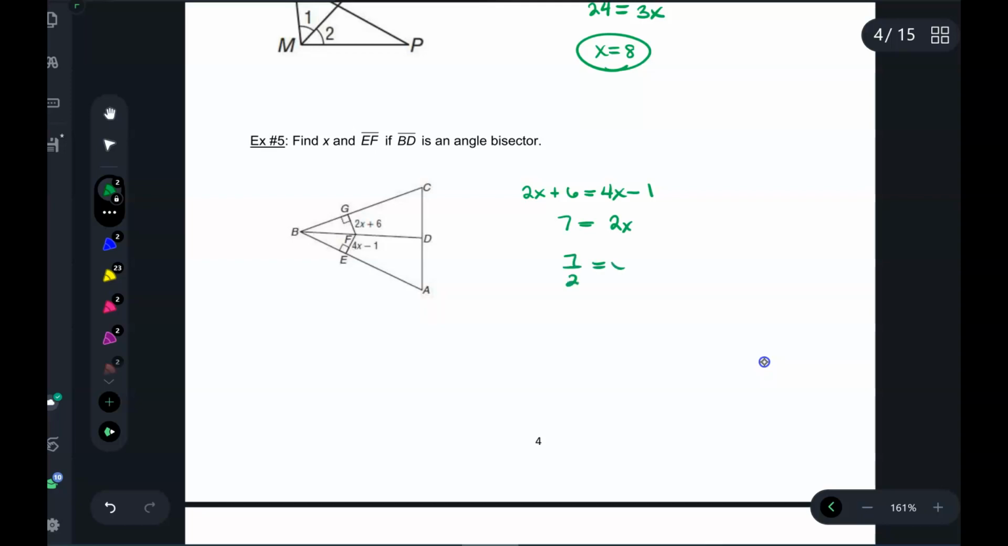I thought for an angle bisector, it makes the two segments on the other side of the triangle equal. That's talking about AD and CD. These aren't equal. They could be, but we don't know.